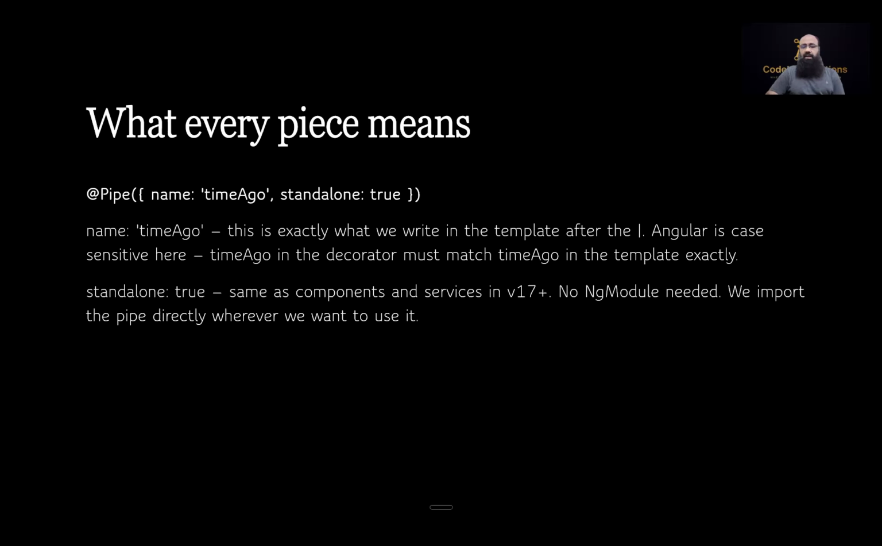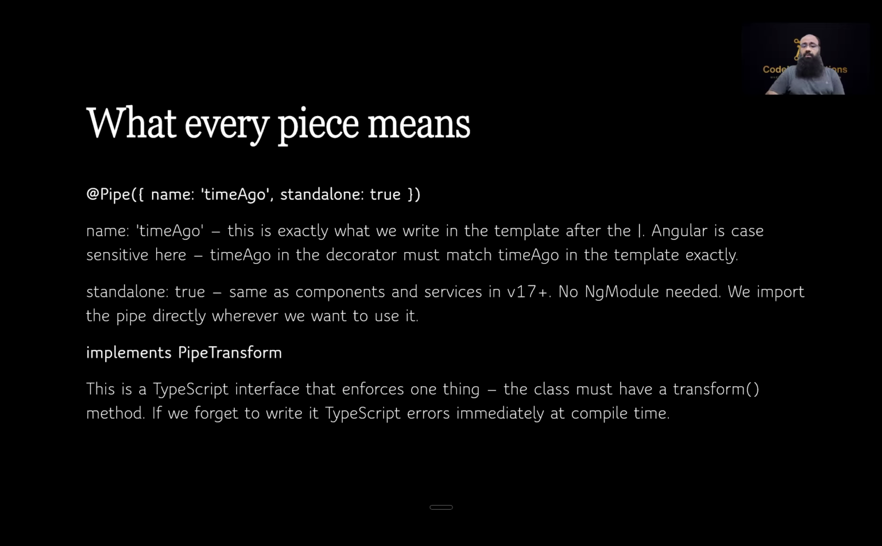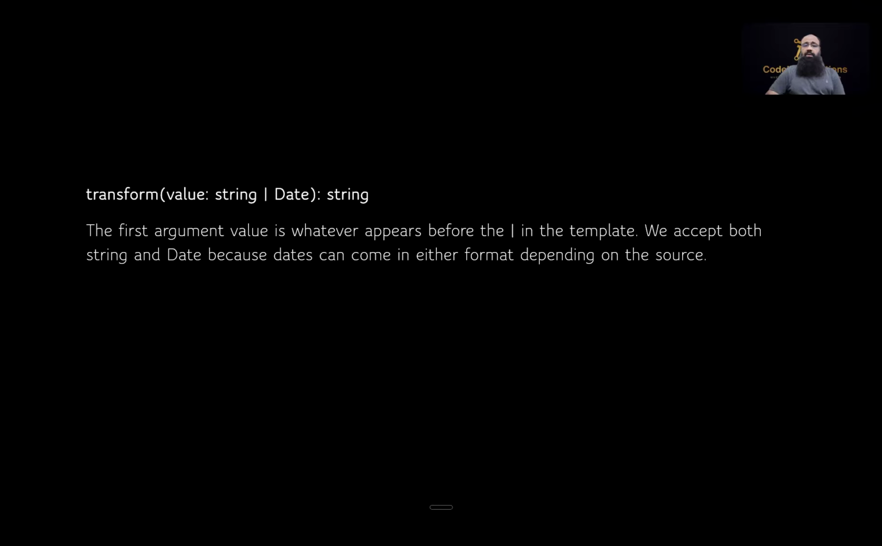The second thing is standalone true, somewhat similar to components and services in Angular 17 plus. We are not going to use any NgModule, and we import the pipe directly wherever we want to use it. It's going to implement PipeTransform, the TypeScript interface I just mentioned, that enforces one thing, basically the transform method. If we forget it, we are going to get a compile time error. Within transform, the first argument, value, is whatever appears before the pipe in the template. We accept both string and Date over here.